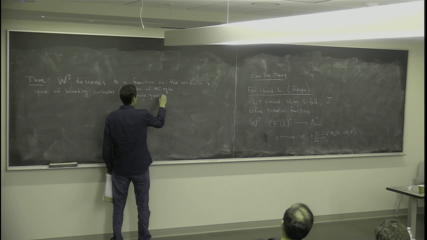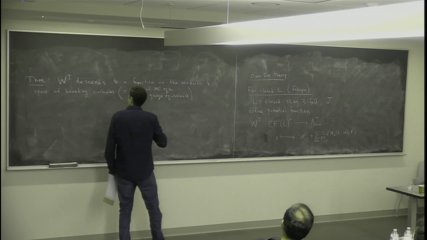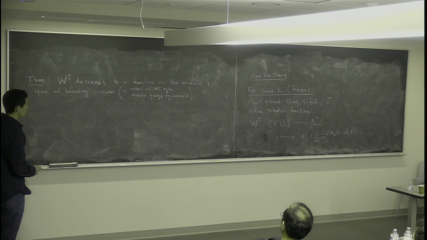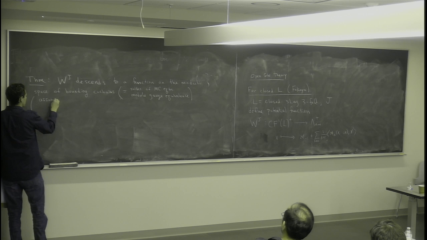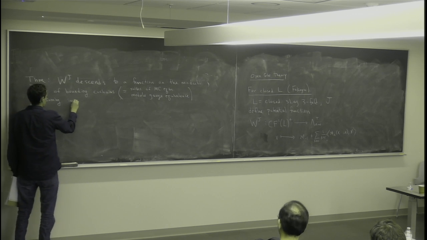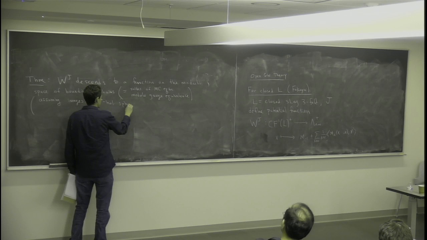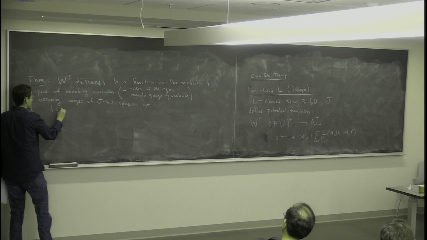And then you need to assume something on J here, you need to assume that the images of all J-holomorphic spheres, non-constant ones, are disjoint from L. So generically, this should be true because the spheres should be rigid. They're two-dimensional. L is three-dimensional. We're in a six-dimensional manifold. So generically, this should hold.